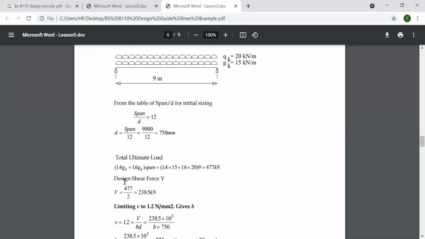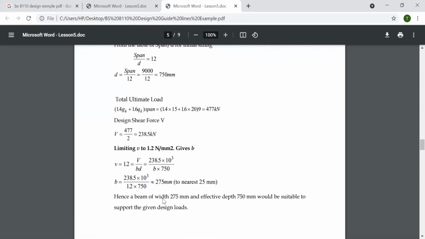So these are the factors that basically work on the load combination. The ultimate load combination is done with the 1.4 and 1.6 factors times the spans. So altogether it comes to 477. So the shear force is 235.5 kilonewtons, limited to the shear value of 1.2. You probably remember the square root of f dash c. So v is equal to this. The nearest b required is to 25 millimeters. So then the breadth we decided is 275 millimeters. So this is one way of doing the initial sizing.